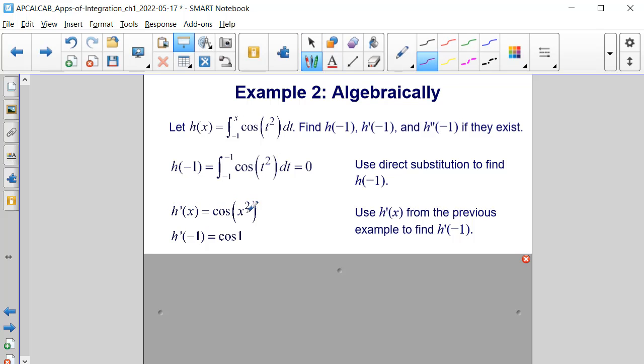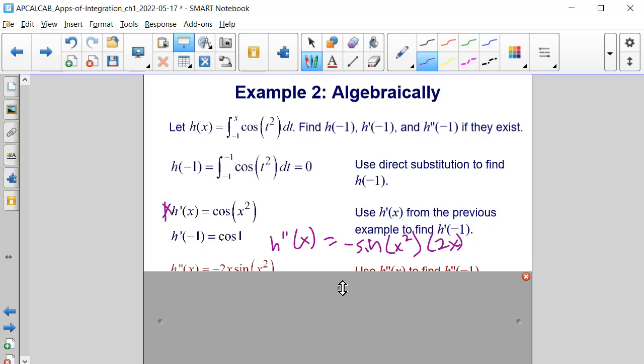Well, we already have h prime of x right here as cosine of x squared, so h double prime of x is going to be the derivative of this one. The derivative of cosine is negative sine, and then we'll have x squared still as our angle, and then because our angle is more than just x, we have to use the chain rule and find the derivative of our angle, which is going to be 2x.